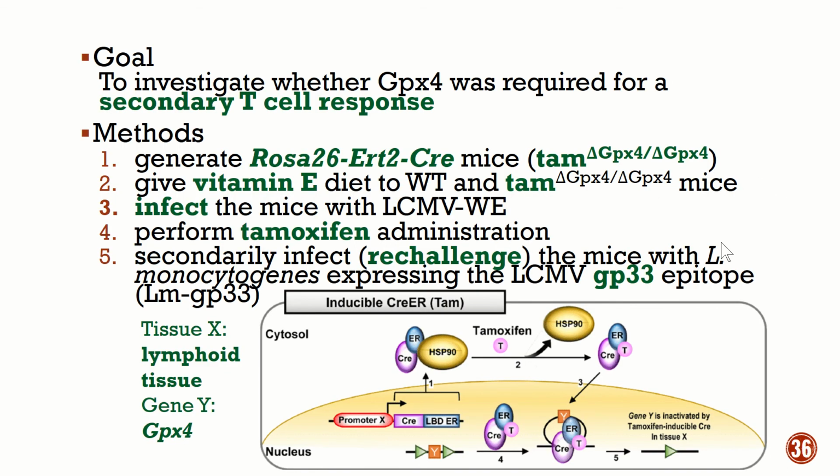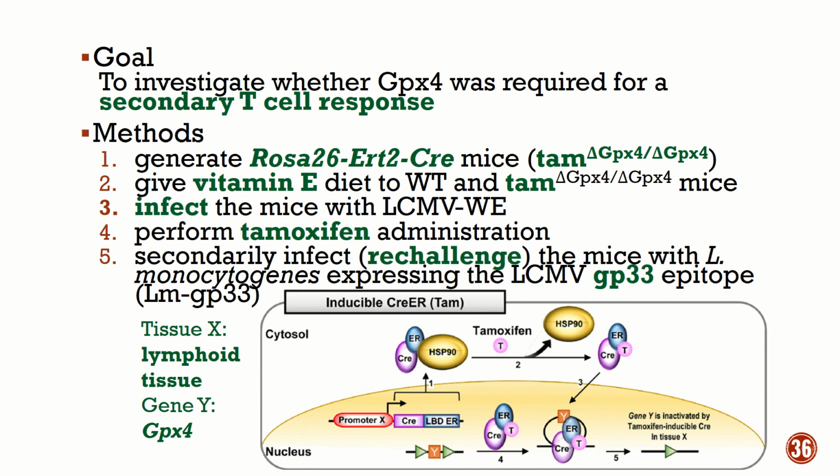So to know whether GPX4 will also be involved in the secondary T cell response, a different method was employed, a modified version of the Cre system, because we want to test only the absence of GPX4's influence on the secondary T cell response. The GPX4 will be knocked out after the first infection, so as to only see the second infection.